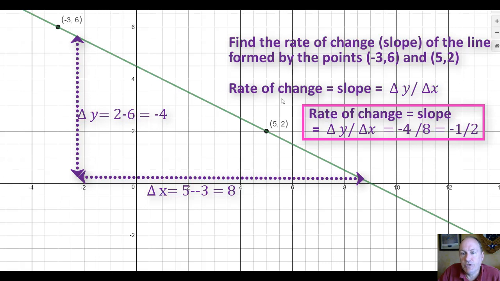So the rate of change of this function is delta y over delta x. Delta y is 2 minus 6, -4. Delta x is 5 minus -3, or positive 8. So the rate of change or slope is -4 divided by 8, or -1 over 2, -1/2. That is the slope of the line that is formed between these 2 points.